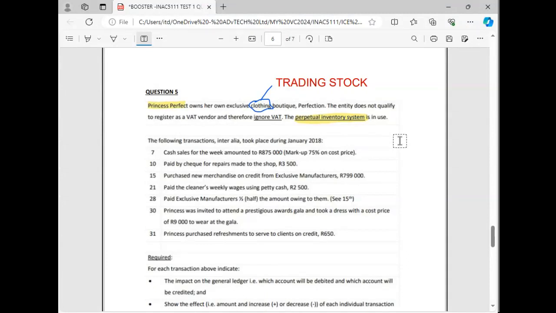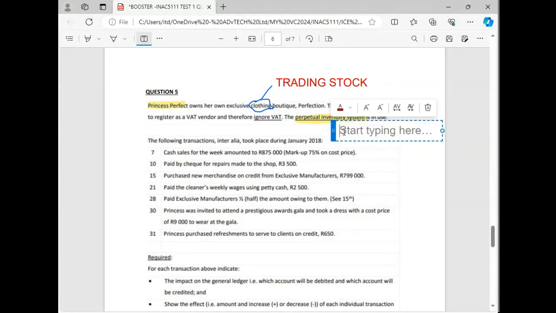So it means you need to make sure that when you are using perpetual inventory system and you sell stock, you always have 4 accounts. Please give me those accounts. They are A and B. So I'm going to analyze here.